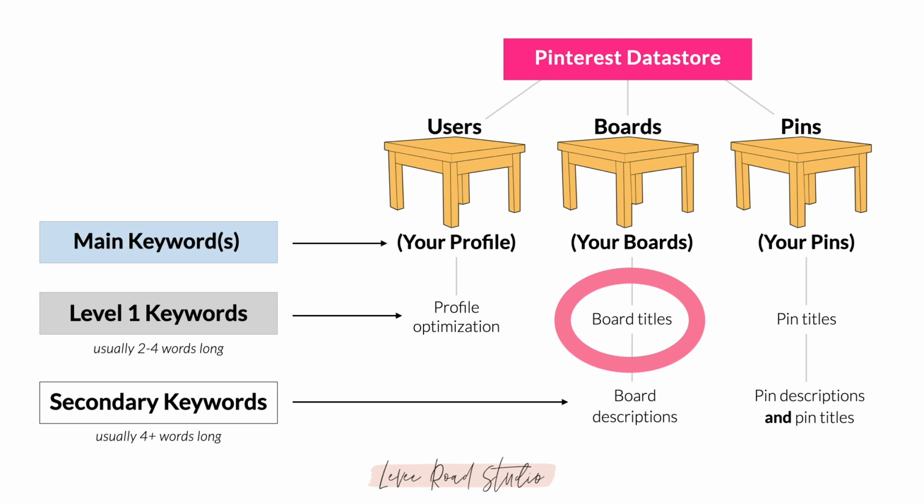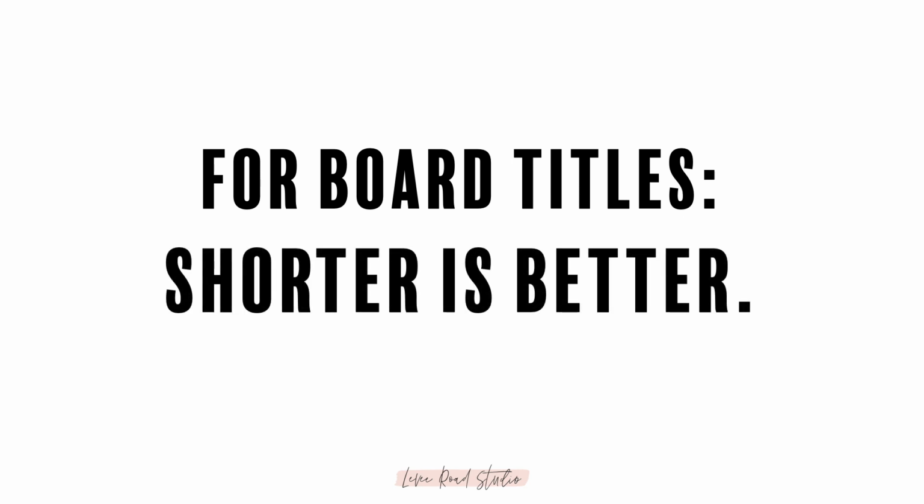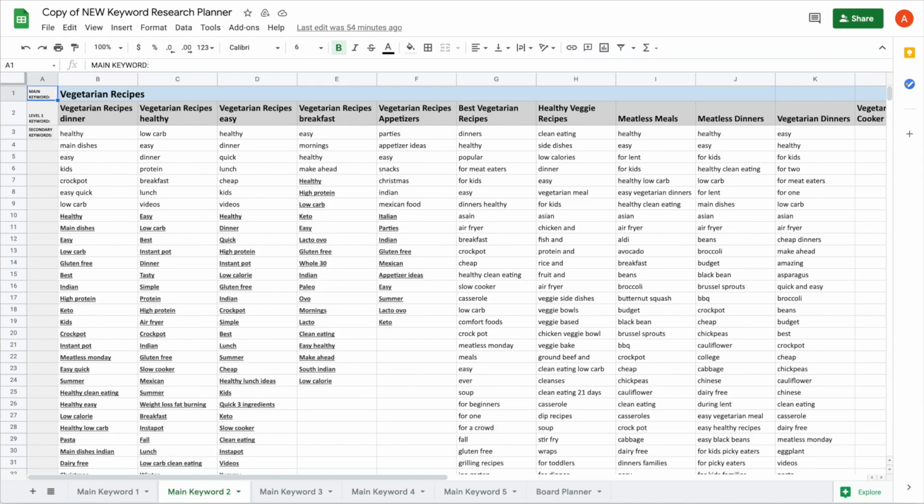For board titles, you'll want a mix of broad and niche titles, but I've noticed that boards with shorter titles tend to perform better. To simplify this process, you can use the Board Planner tab inside of the Keyword Research Planning spreadsheet. This is the place where I like to brain dump all my ideas for board titles, and it keeps it very organized for me and for my clients. So let's take a look at my example account where I blog about vegetarian recipes.